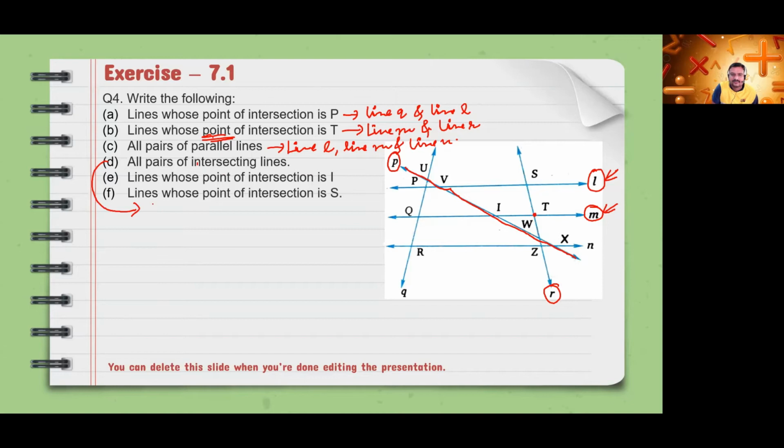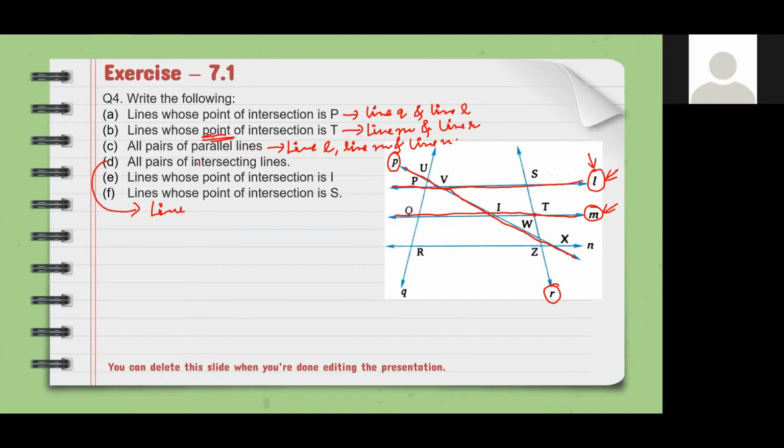I'm writing it here. First of all, line Q. Q is intersecting with what? It is intersecting with R, Q, and P. See, this is the name given to these lines. This horizontal line. This is line L. This is line M. And this is line N. L, M, and N. Line P and line L are the intersecting lines.